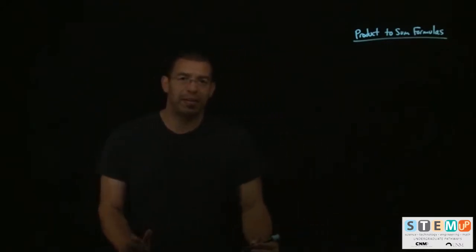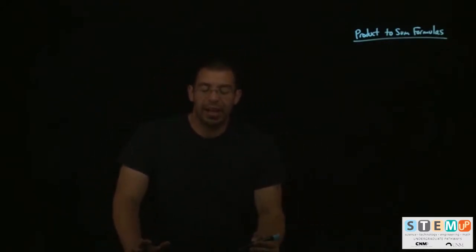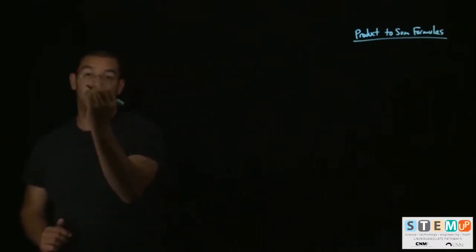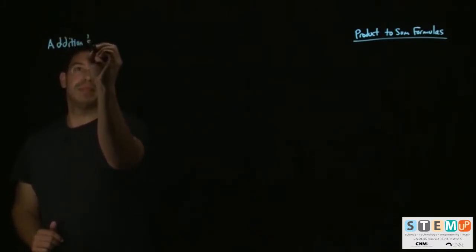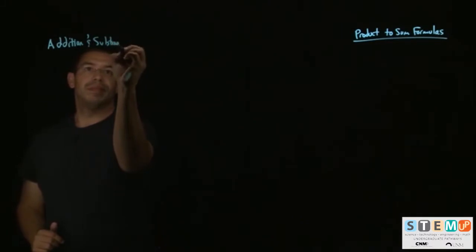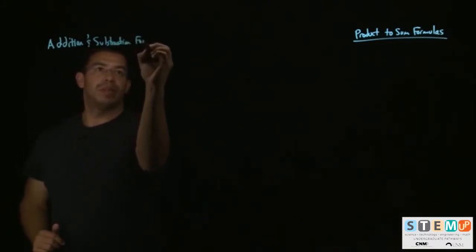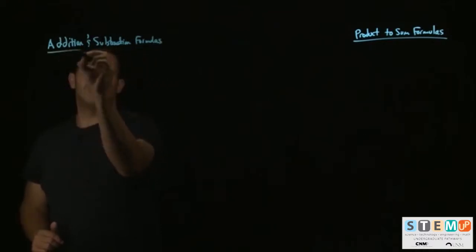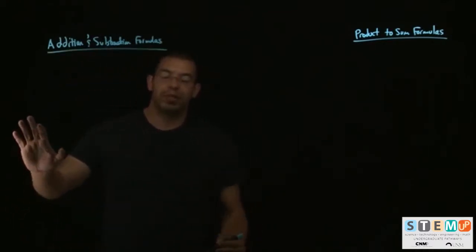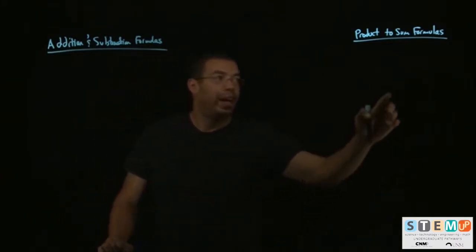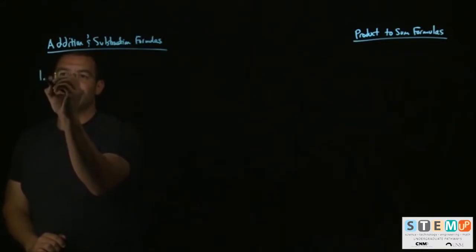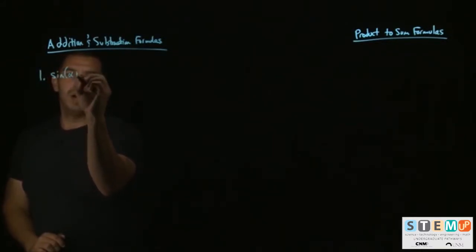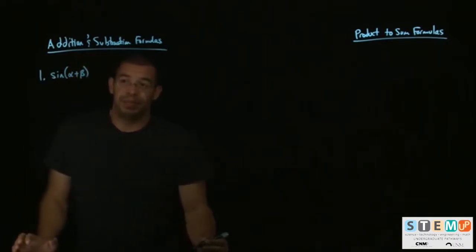So there's 4 product to sum formulas, and I claim that all you need to know are your addition and subtraction formulas. So if you don't know them, I'm going to put them over here. There's 4 addition and subtraction formulas, just including sine and cosine, and 4 product to sum, also sine and cosine.